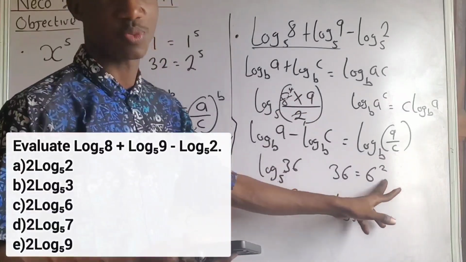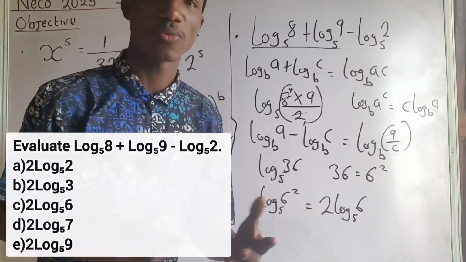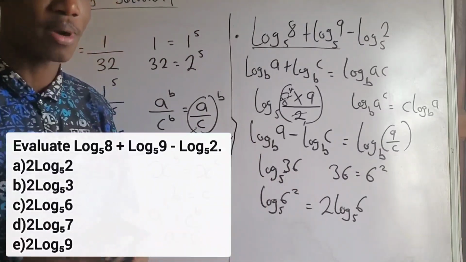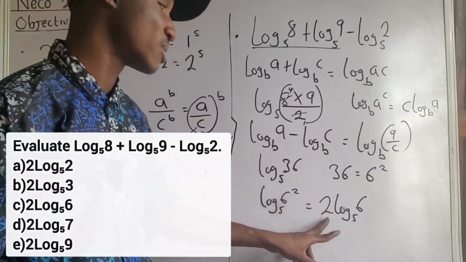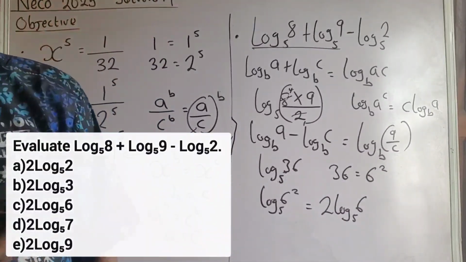36 can be written as 6 raised to the power of 2. So I replace 36 with 6 raised to the power of 2. And according to the laws of logarithm, the log of a power is the product of that power and the log. So the 2 multiplies the log 6 base 5. So that's why I have this. And the correct option to that question is option C.